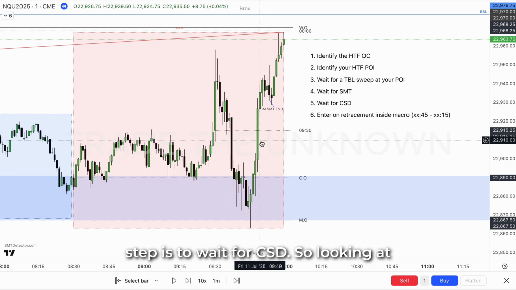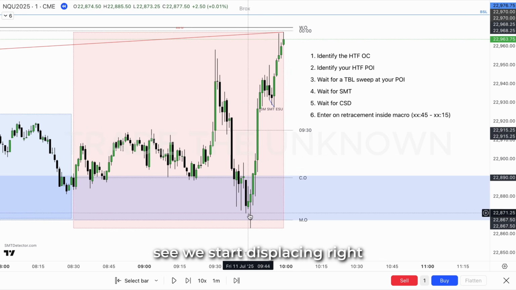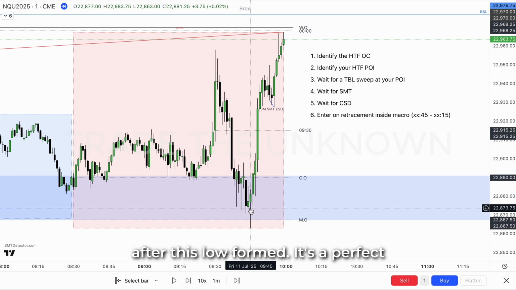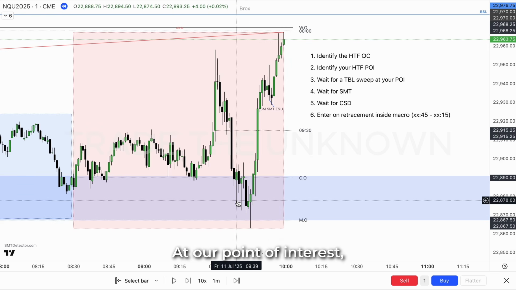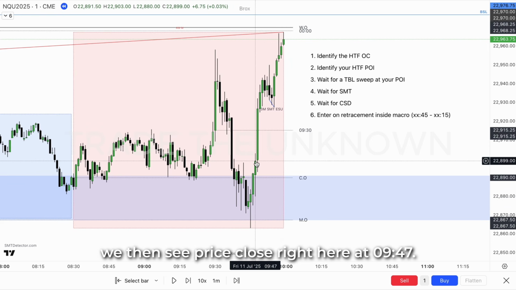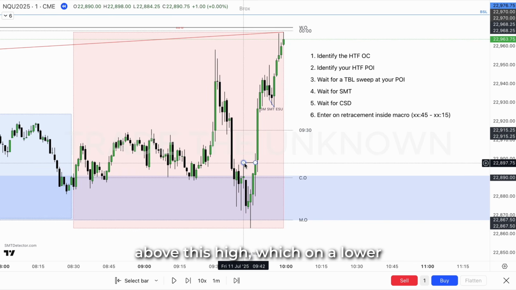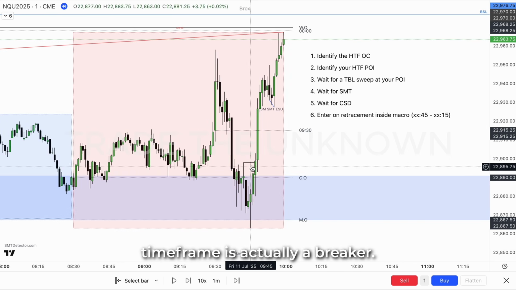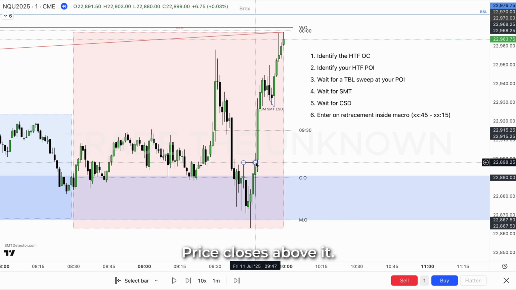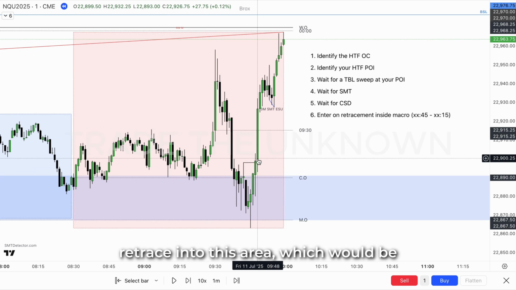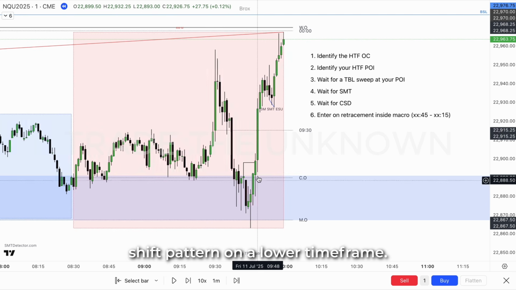So looking at what price has done, you can see we start displacing right after this low formed. It's a perfect rejection wick right here at our point of interest. We then see price close right here at 9:47. Price then closes above this high, which on a lower time frame is actually a breaker. So you have the high of a breaker right here. Price closes above it. You then simply wait for price to retrace into this area, which would be your market structure shift pattern on a lower time frame.